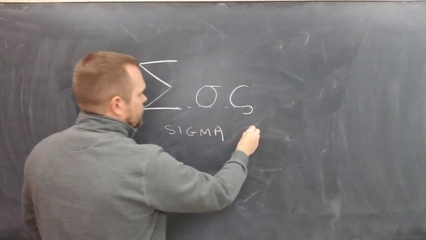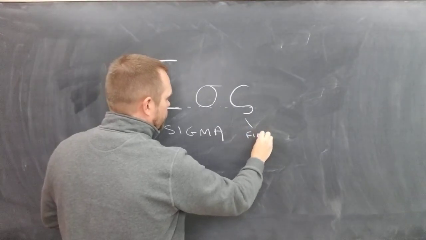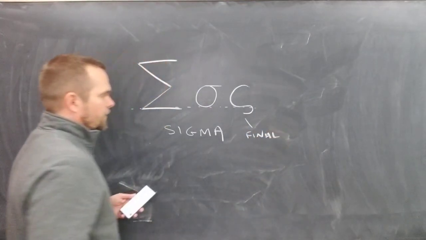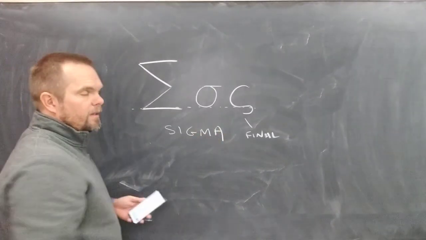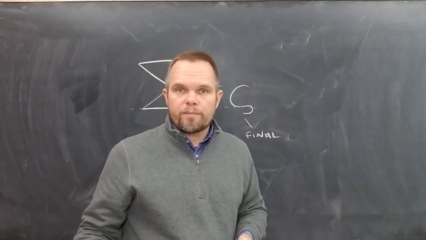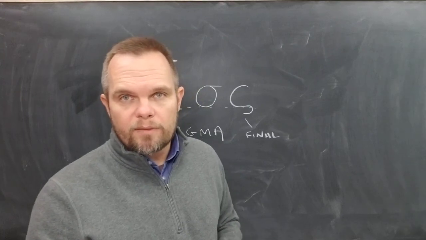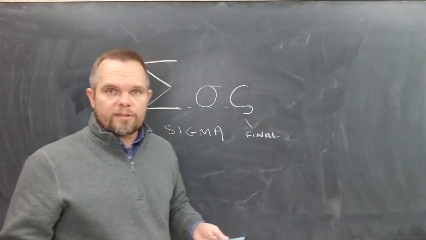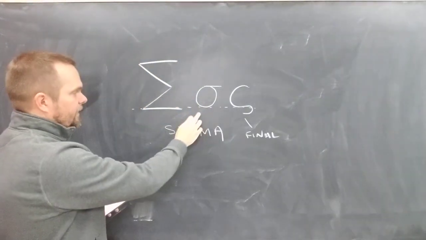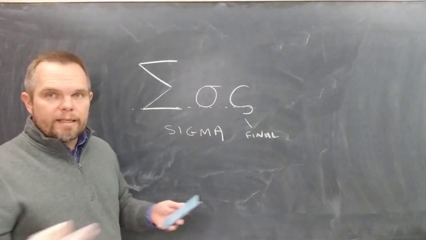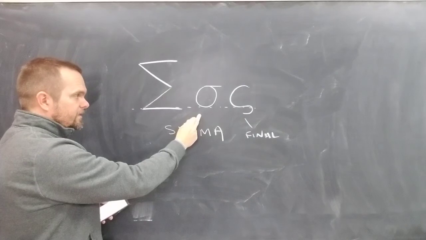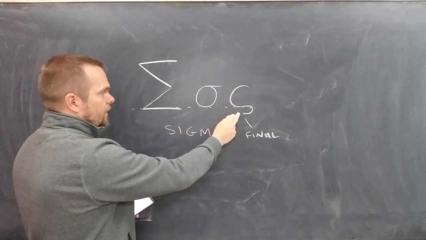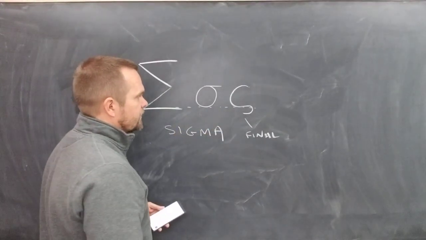This here is called final sigma. This is only used at the end of a word. That's why it's called final sigma. So if you're writing the letter sigma at the beginning or anywhere in the middle of a word, you would use the normal sigma. But at the end of a word, you would use this final sigma.